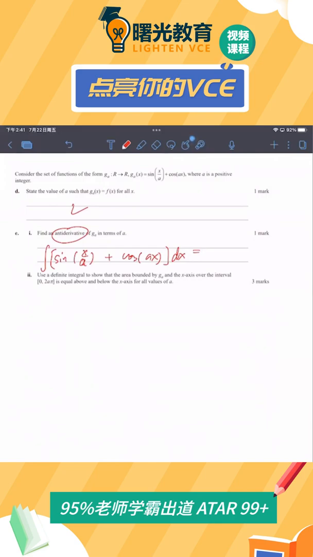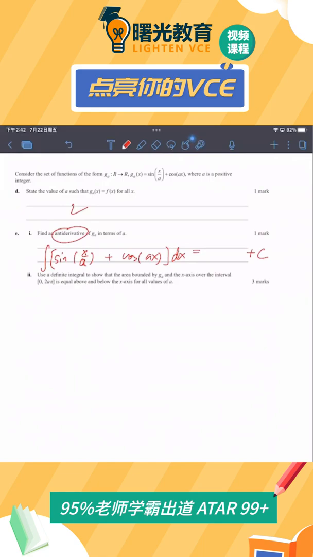So you have to picture what function would have the derivative sine of x over a, and what function would have the derivative cosine a times x, all right? Because you're now using the reverse way to find the anti-differentiation answer. And also, do not forget to add the arbitrary constant. Okay, do not forget about it.